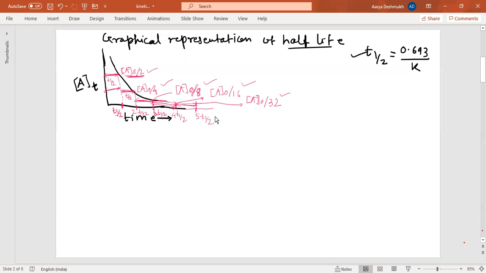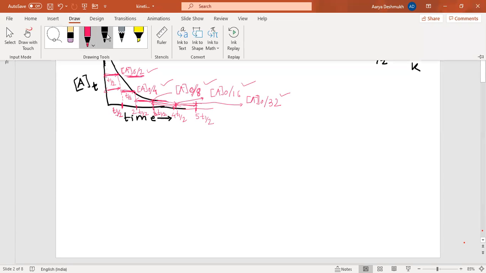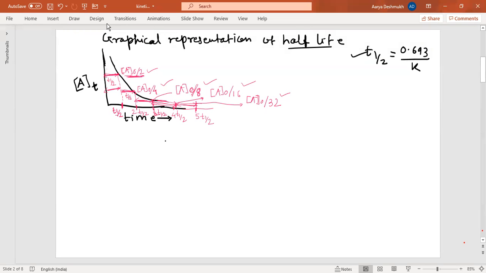Okay, I hope you understood this one. Now, what does it mean actually? The time required to change the concentration from A0. Wait a minute, I'll just use another one. So it means that if you want to change the concentration, so what did we do just now? That is, we have changed the concentration from A0 to A0 by 2, isn't it?